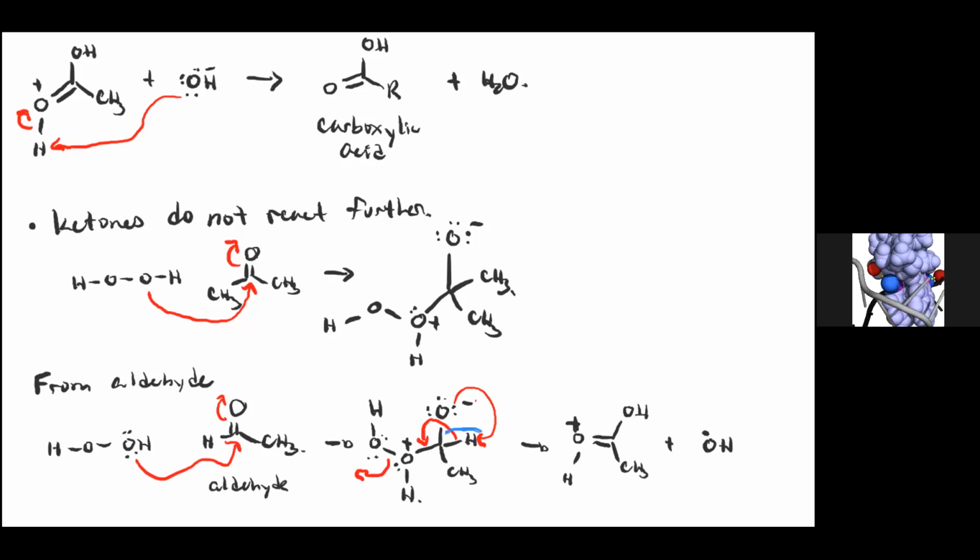The key step is this proton transfer here, and you can see that when I do this on a ketone, there's no proton to abstract. So the ketone can undergo 1,2 addition, and it certainly does, but there's nothing else for it to do. And so once you form that tetrahedral intermediate, it just reverses. And so the bottom line is that ketones do not react further.